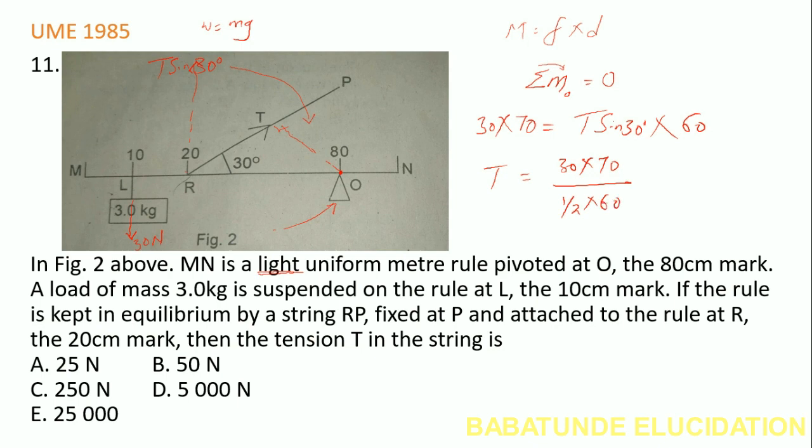So 1/2 of 60, that is going to be 30. 30 will cancel 30, so everything will result to 70 Newton. And if we look at these options, our answer is not in the options.